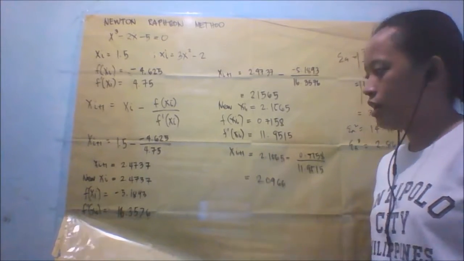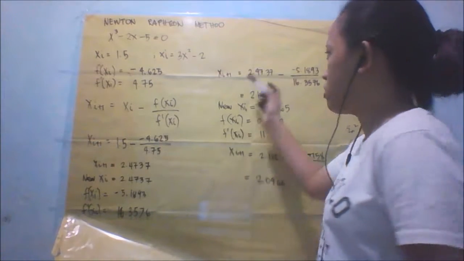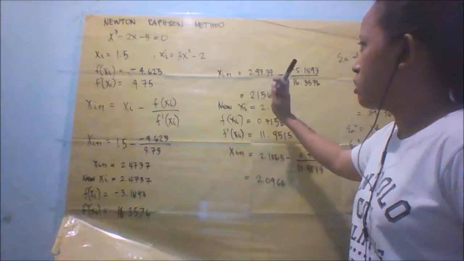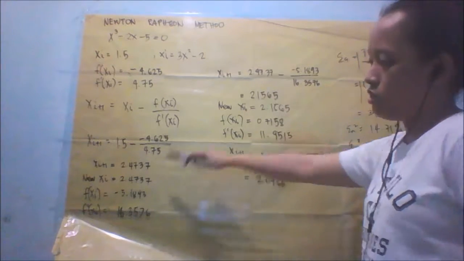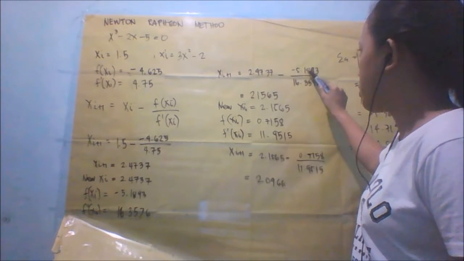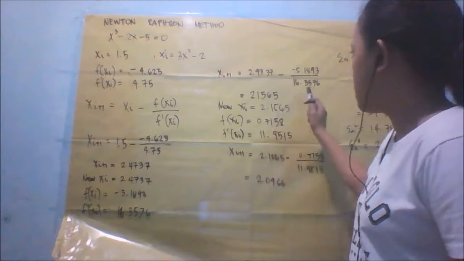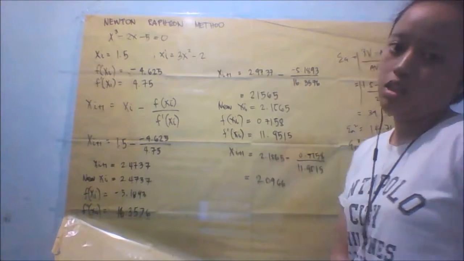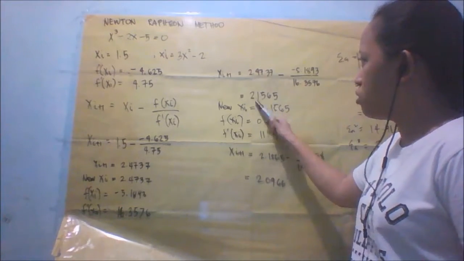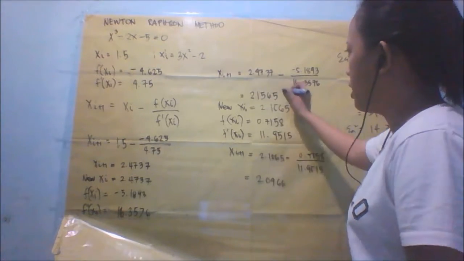16.3576. Then we will solve again our xi so that we can get our new xi. So we have xi plus 1 equals 2.4737, which is our new xi, minus negative 5.1893, f of xi, over the first derivative, which is 16.3576. This equals 2.1565. So we have our new xi again.